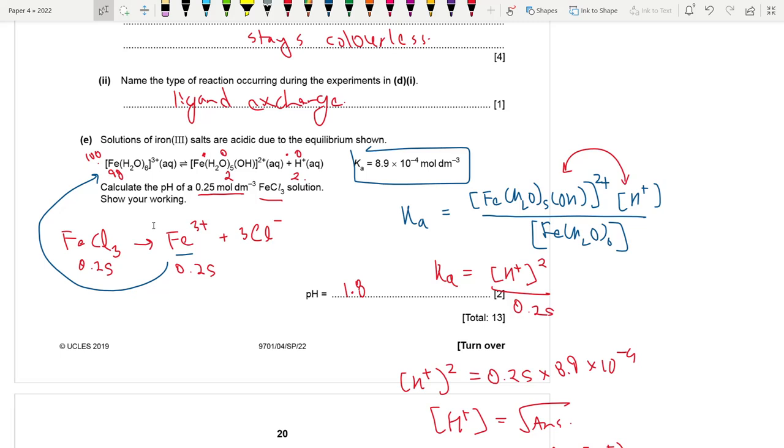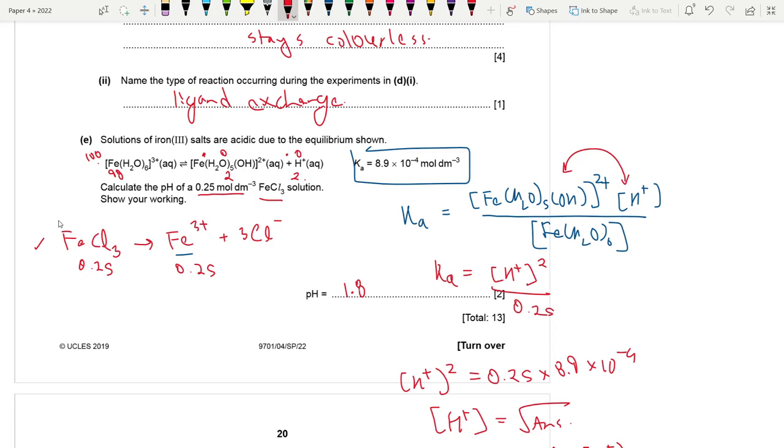Now, when we dissolve iron 3 salts in water, an acidic solution forms, kind of like aluminium 3+ in water. The same thing happens. So we need to find the pH of a 0.25 mol per dm³ solution of iron 3 chloride. Look at this, I'll show you how to approach this sum. If you dissolve FeCl3 in water, it dissolves to form Fe3+ and 3 Cl−. This completely dissolves, so if FeCl3 has a concentration of 0.25, Fe3+ will also have a concentration of 0.25.